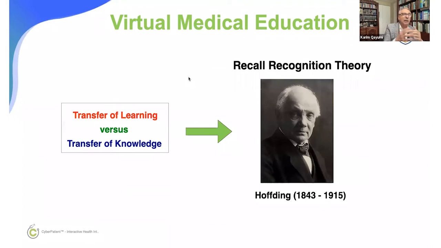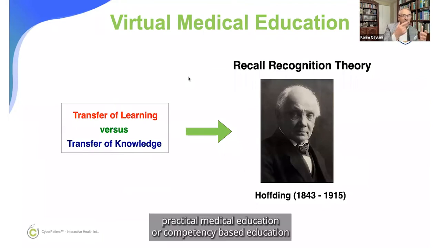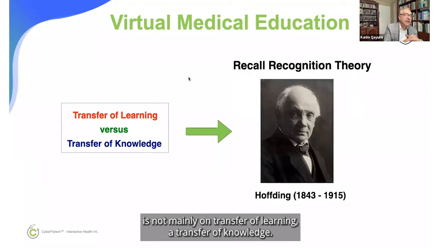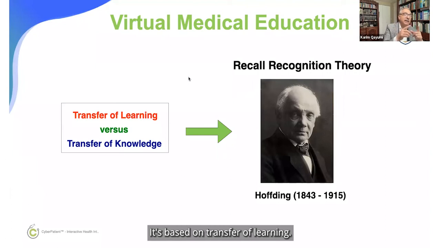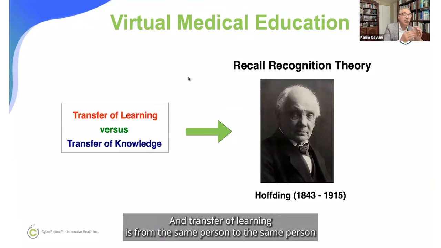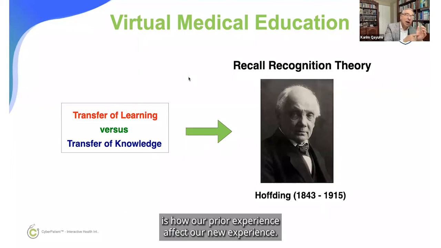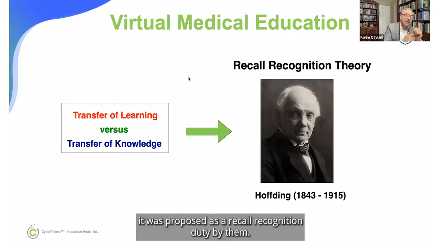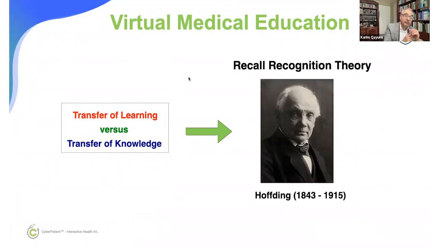So also our practical medical education or competency-based education is not mainly based on transfer of knowledge. It's based on transfer of learning. The difference is that transfer of knowledge is from one person to another person, and transfer of learning is from the same person to the same person. It's how our prior experience affects our new experience or future experiences that we are going to have. It was proposed as a recall recognition theory by Hoffding.